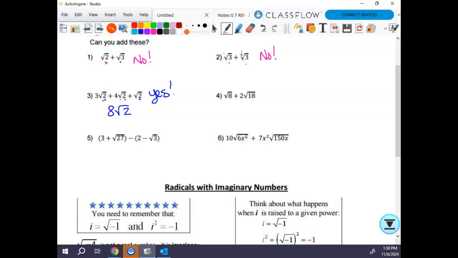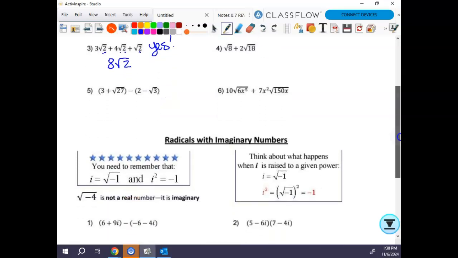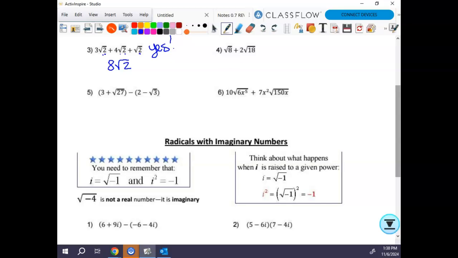All right, so on 4, when I first look at it, they're both square roots, but these things are different, so I'm going to put a no with a question mark because I'm pretty sure I can simplify those. So maybe after I simplify them, then I can, but right now, as it stands, I can't. So then we're going to simplify.